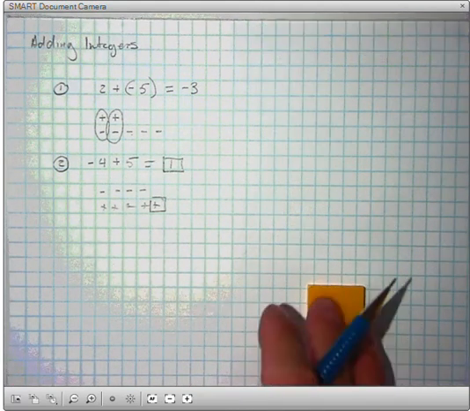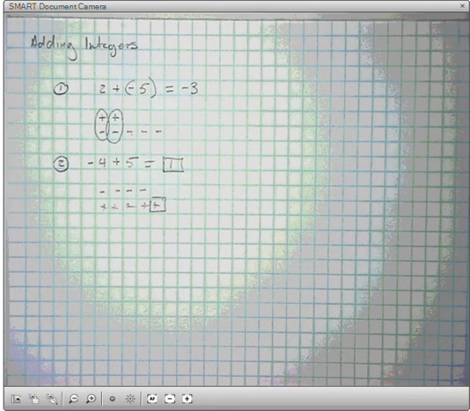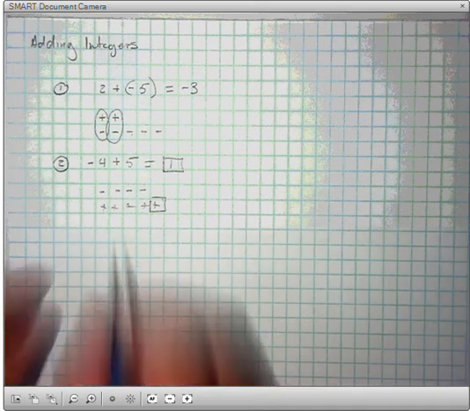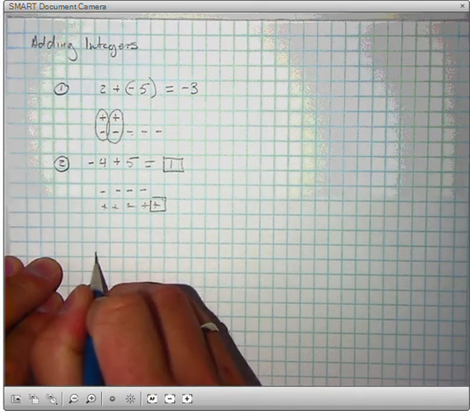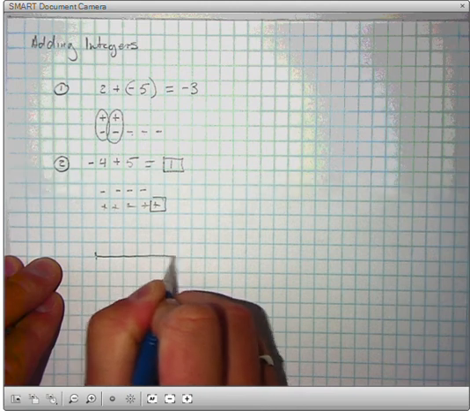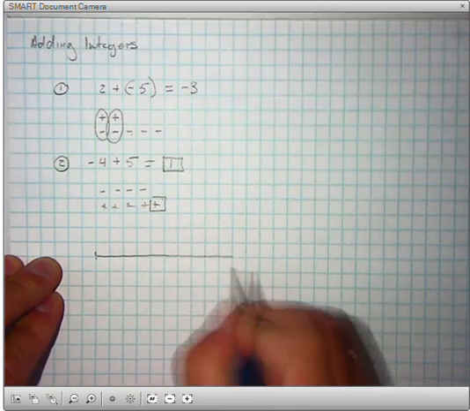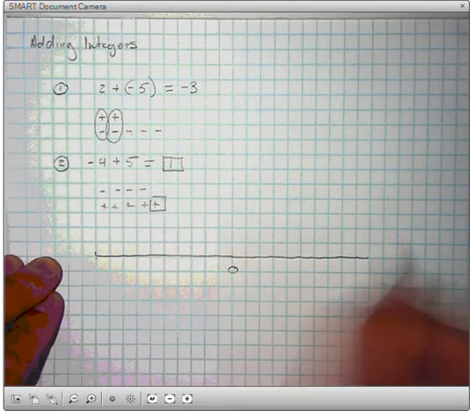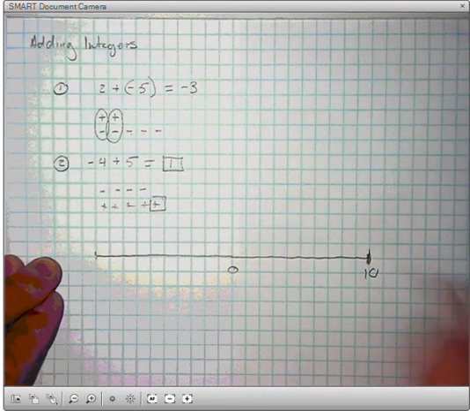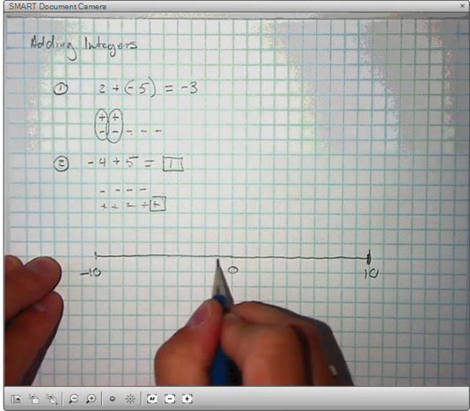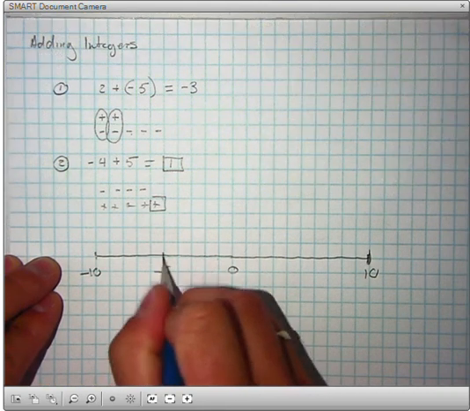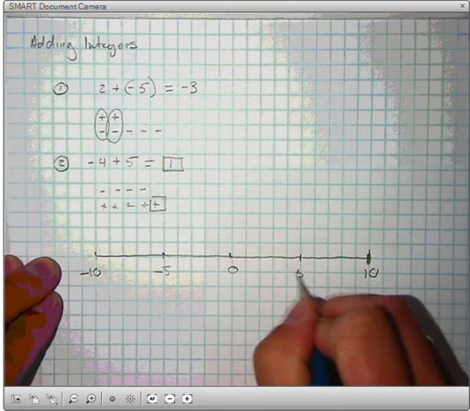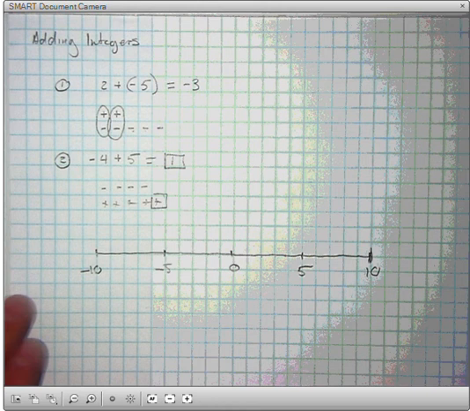The idea is that we're modeling those addition problems. There is a second way that we're going to be using to solve these types of problems. We're going to be using a number line. There's a positive 10, there's a negative 10. 1, 2, 3, 4, 5, that is there. 5. So we've got our number line there.